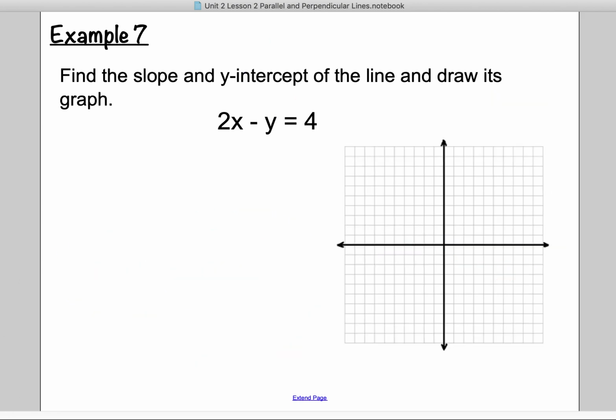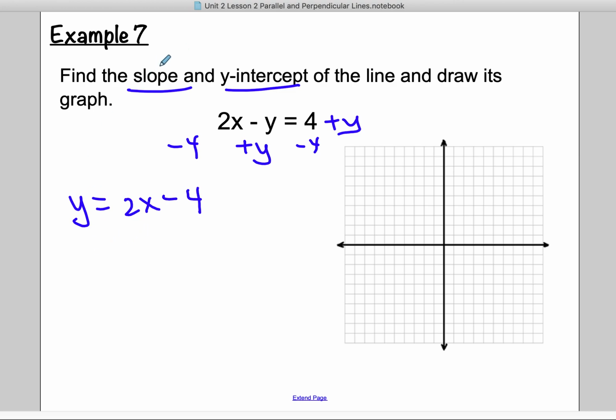Example 7. Find the slope and y-intercept of the line and draw its graph. Okay, so to find my slope and y-intercept, slope-intercept form would probably be the easiest, so I'm going to get y by itself. So a few ways you can do this. I'm going to subtract 4 and add y. So add y to both sides and subtract 4. So I have y equals 2x minus 4.